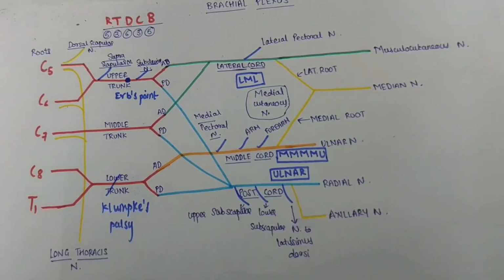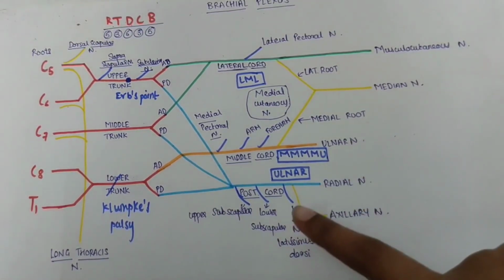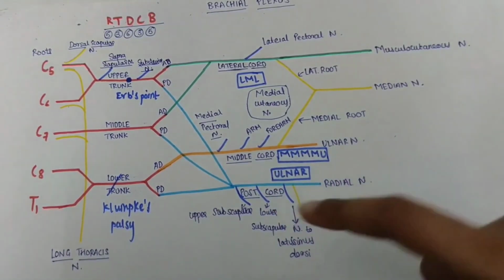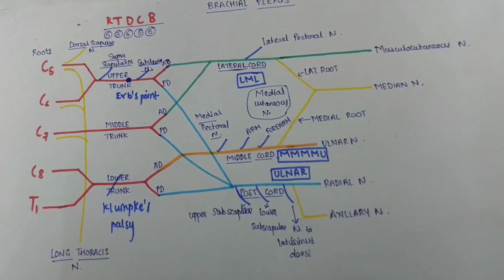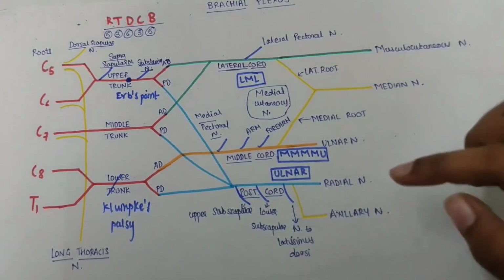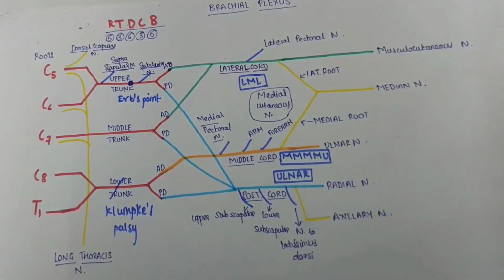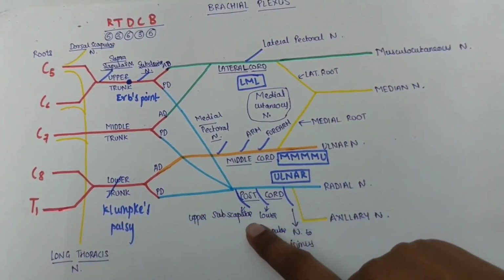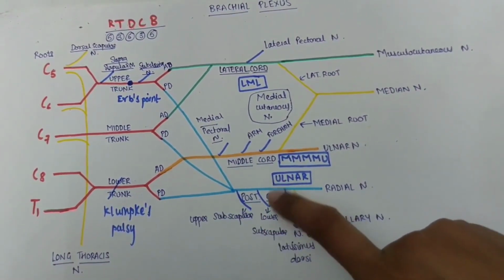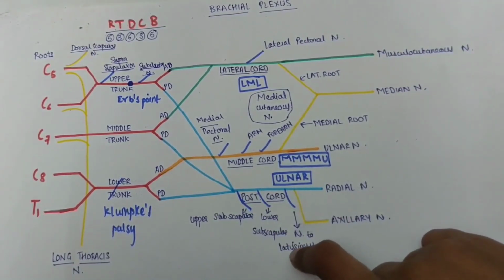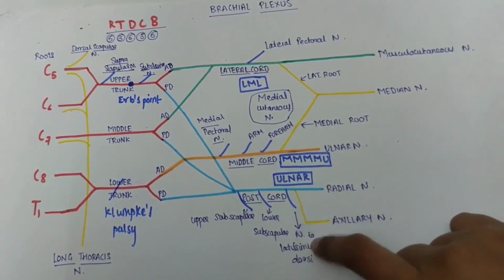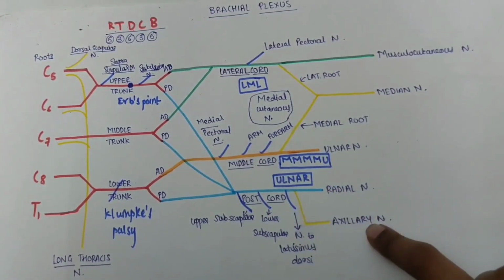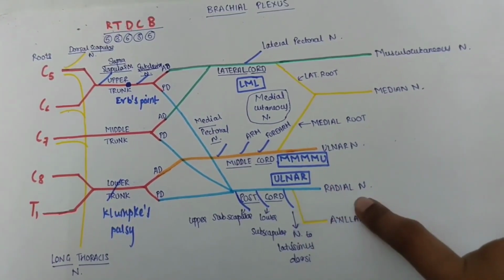Now let's come to posterior cord. The posterior cord gives branches with the short form ULNAR. So the U denotes the upper subscapular nerve. L denotes the lower subscapular nerve. N denotes the nerve to latissimus dorsi. A denotes the axillary nerve and R denotes the radial nerve.